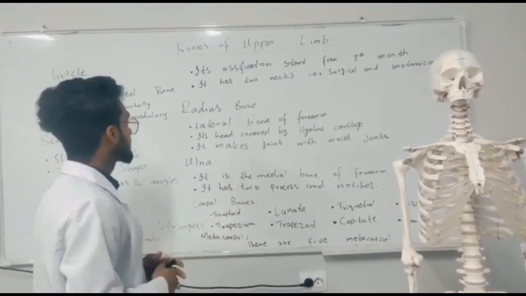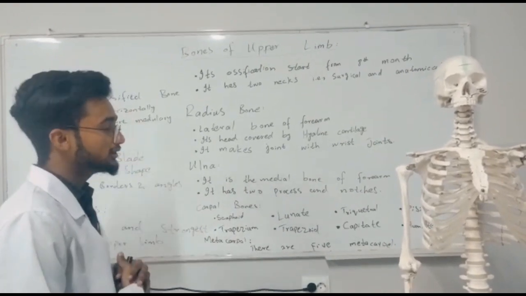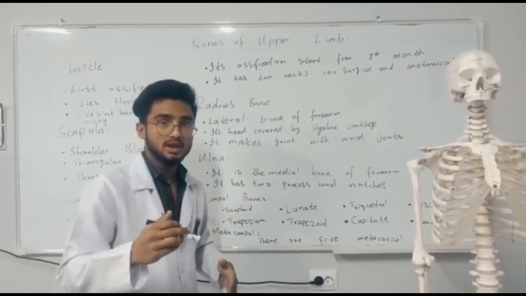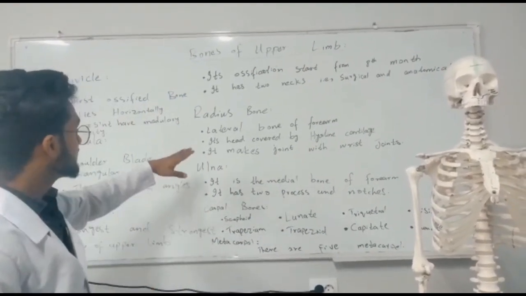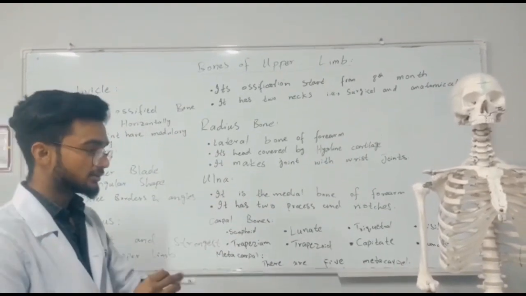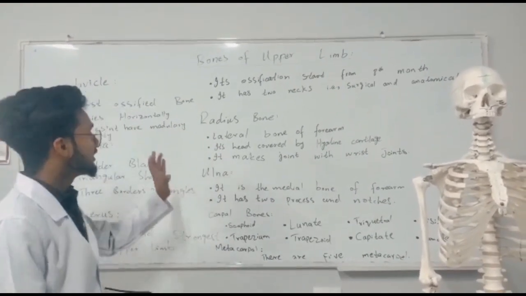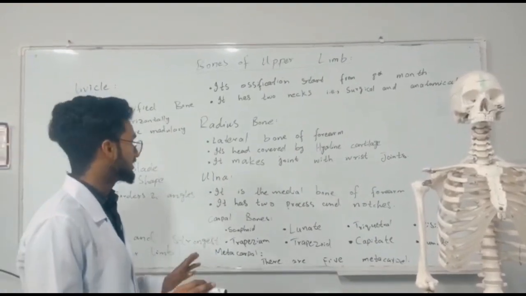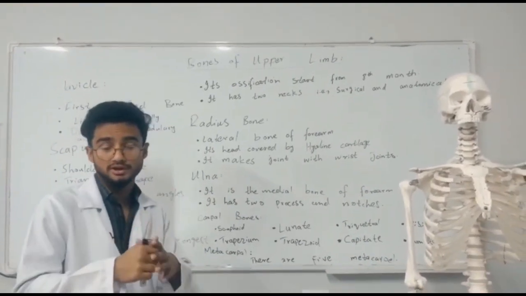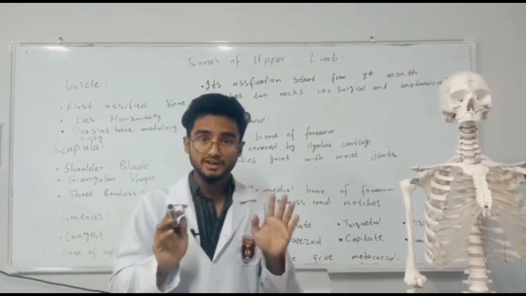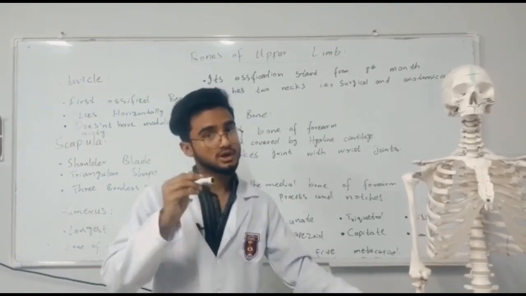Okay, after the humerus we have the radius bone. The radius is a bone of the forearm, starting after the humerus. It is the lateral bone of the forearm, present on the lateral side. Its head is covered by hyaline cartilage. It makes the wrist joint. From the wrist joint, it is the widest and thickest as compared to the ulna.